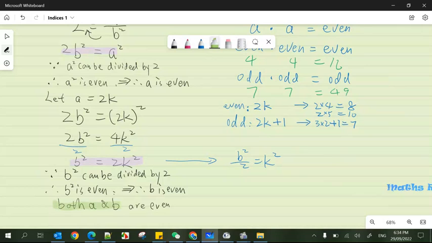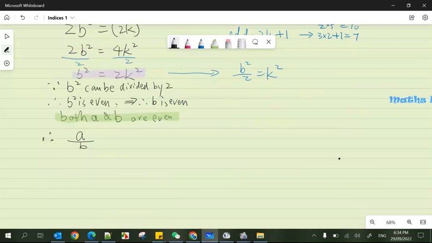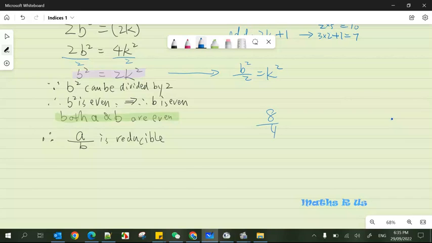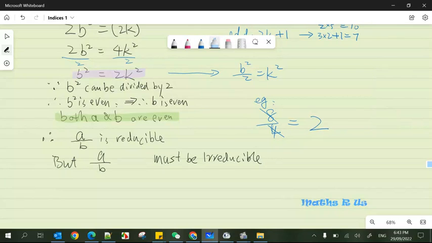Because both a and b are even numbers, a over b is reducible. Does that make sense? If we have two even numbers, for example a and 4, any two even numbers put together in a fraction, they are reducible. They have a common factor, 2. But in the condition we set, a over b must be irreducible. That's why we can see this assumption is not satisfied.